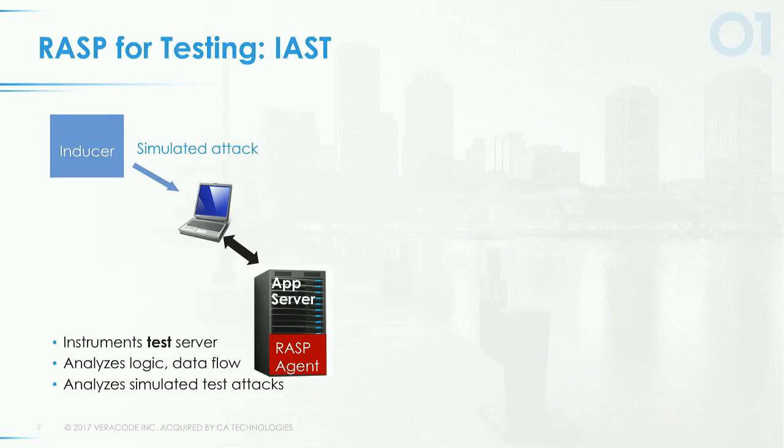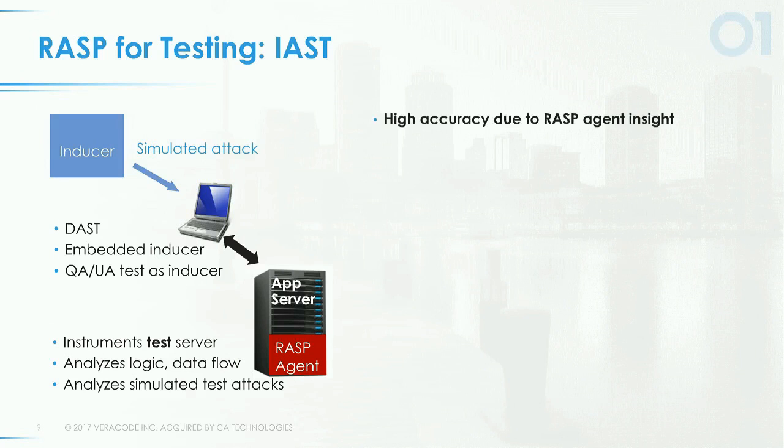Therefore, we need to simulate a hacker. And that hacker inducer, the simulation, typically comes in several flavors. One of them, you can use DAST, dynamic application security testing, as an inducer to launch simulated attacks. Or you could have an embedded attack generator, an embedded inducer. Or you can simply use your quality assurance and user acceptance tests as an inducer. So what are you getting from IAST, from interactive testing at test runtime? Well, high accuracy because the RASP or IAST agent, which is the same in most cases, has a deep insight into the application.